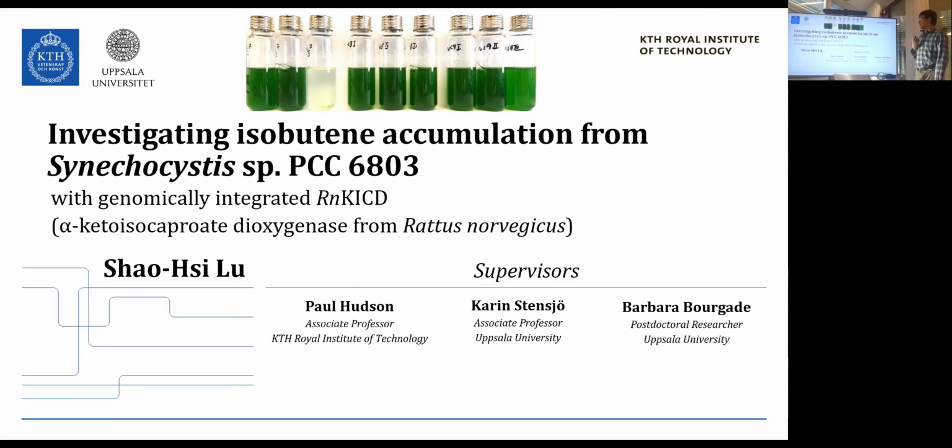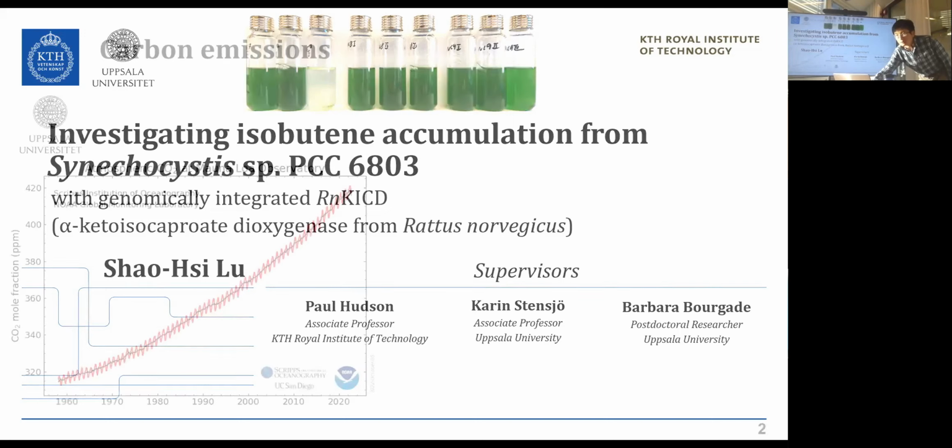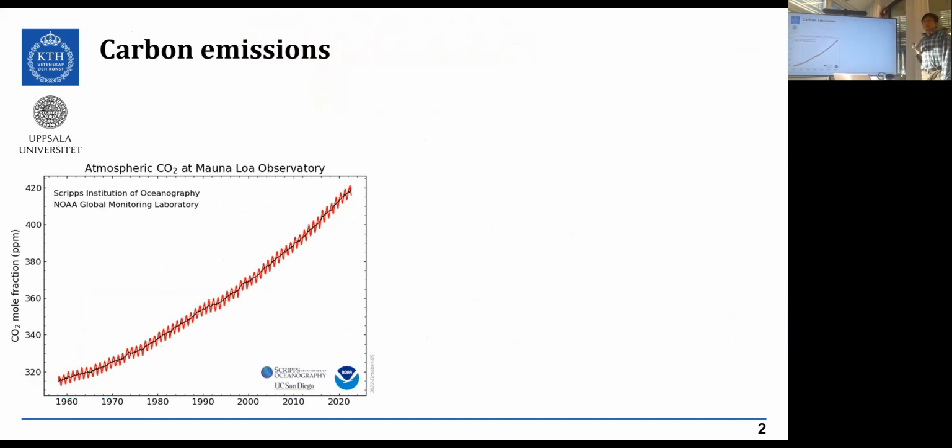Today I'm going to present the project at Uppsala University, which is investigating isobutene accumulation from Synechocystis PCC 6803 with genomically integrated RnKD, which stands for α-ketoisocaproate dioxygenase from Rattus norvegicus. I didn't prepare an agenda, so we'll just go right into an introduction.